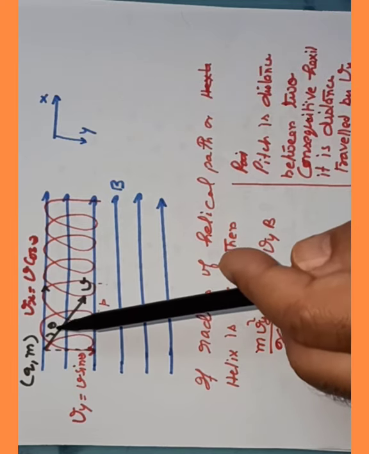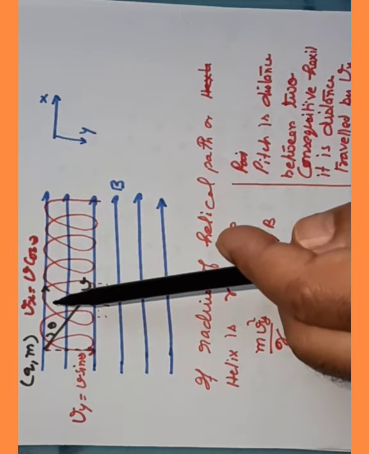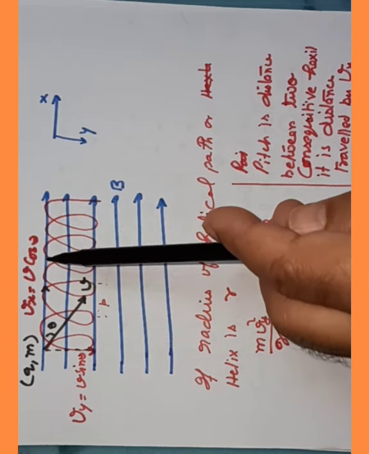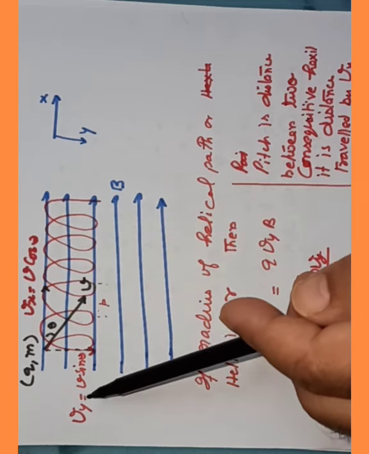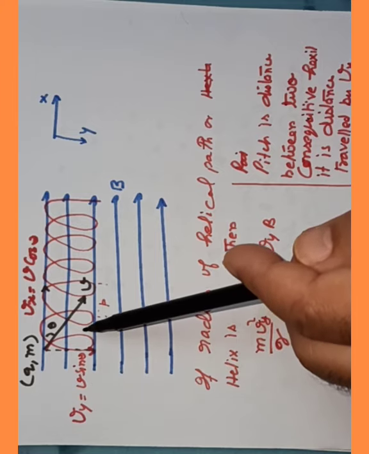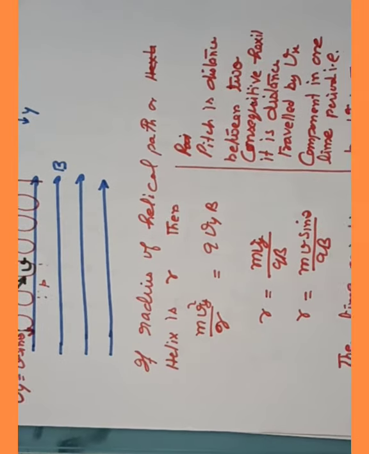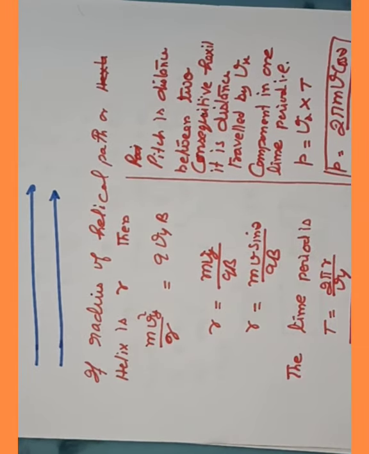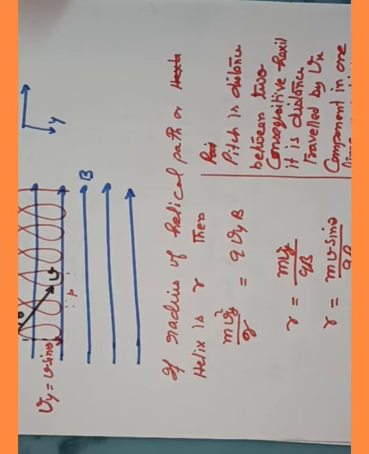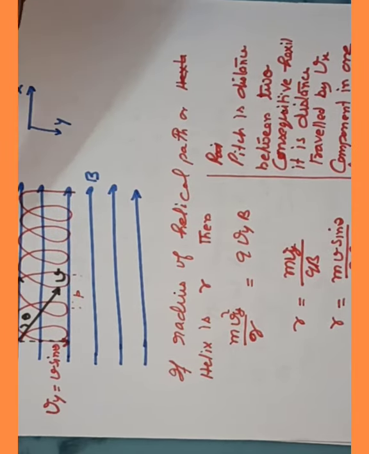The velocity can be resolved into two components. Along the x-axis, vx equal to v cos theta, along the y-axis, vy equal to v sin theta. As you can see, there are two velocity components, hence there should be two directions of force, due to vx and due to vy. But vx is along the magnetic field, hence no force will act on it. vy is perpendicular to the magnetic field, hence maximum force will be applied.